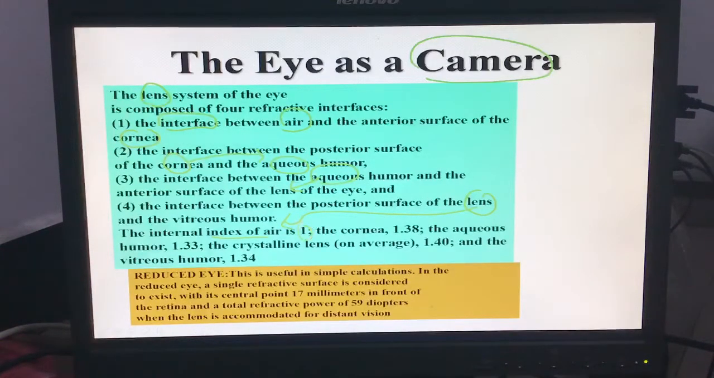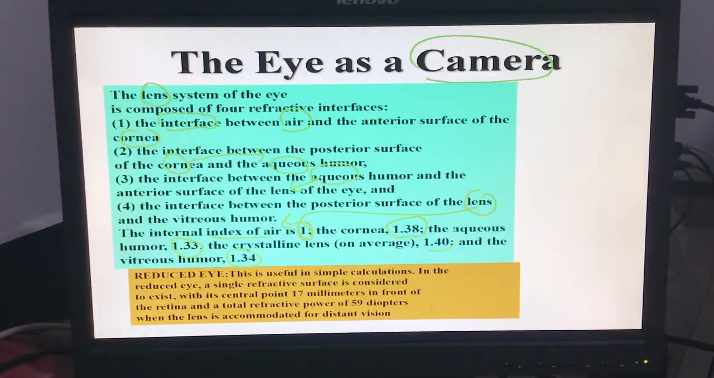The air has the ideal refractive index of 1, the cornea tissue here has a refractive index of about 1.3, the aqueous humor has a refractive index of 1.33, and the vitreous humor is a bit higher. The refractive index is different because of their density. One medium is a high density medium, another is a low density medium.